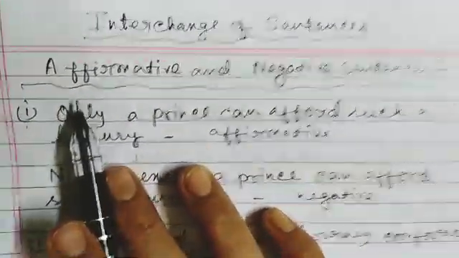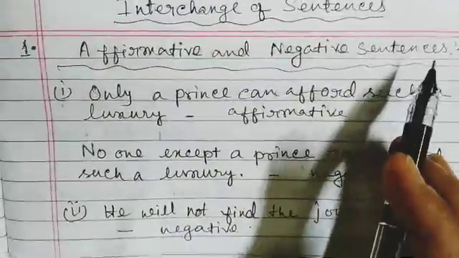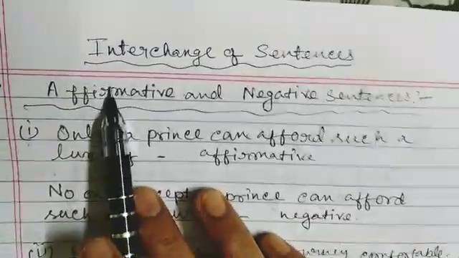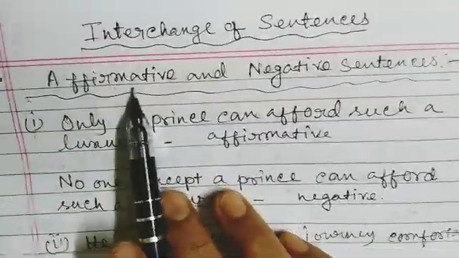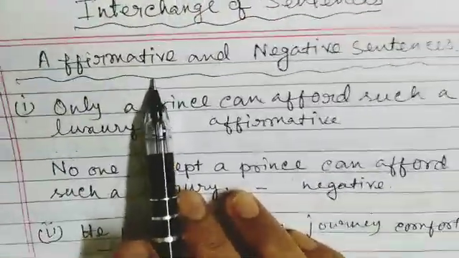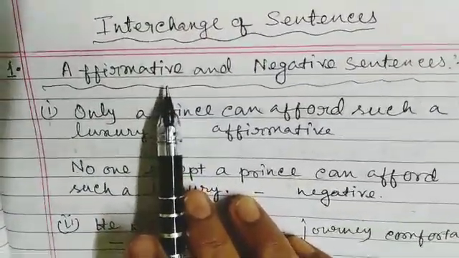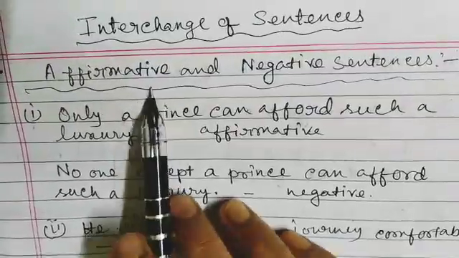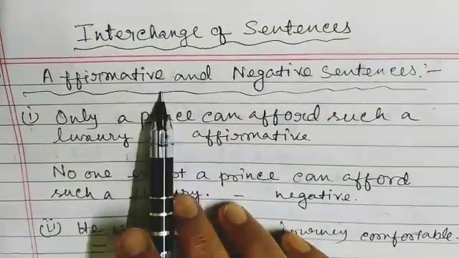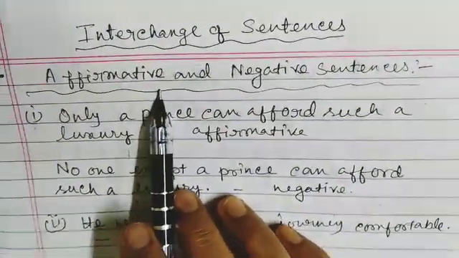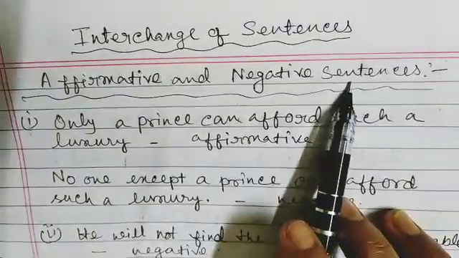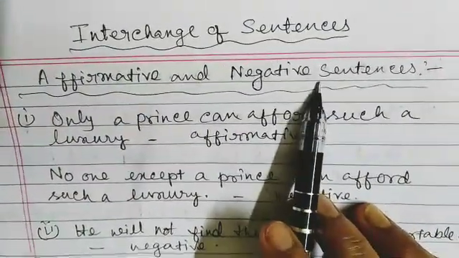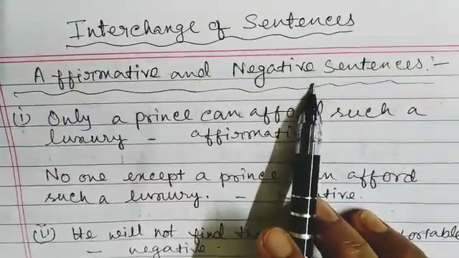First, number one, affirmative and negative sentences. Affirmative, that is a statement, and that has no negative word, that doesn't carry any kind of negative word. An affirmative sentence doesn't carry a negative word like no, not, etc. A negative sentence is a sentence that carries a negative word like no, not.